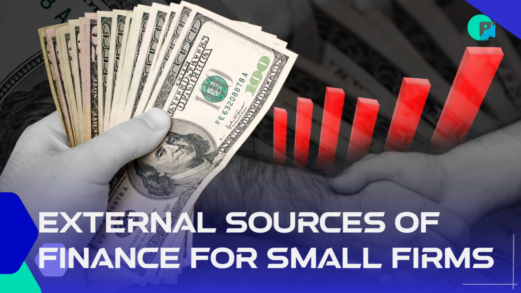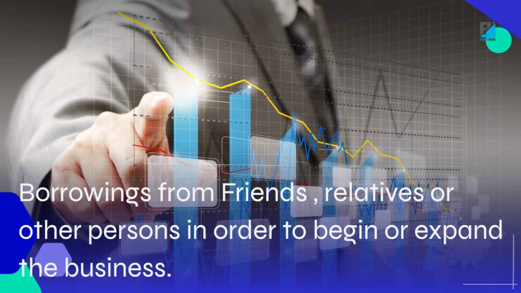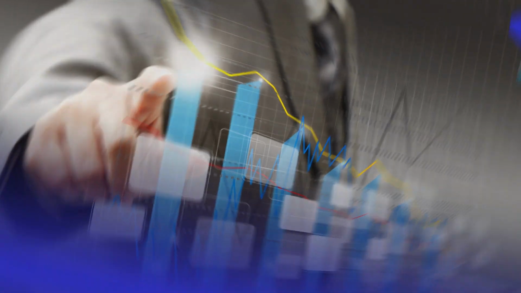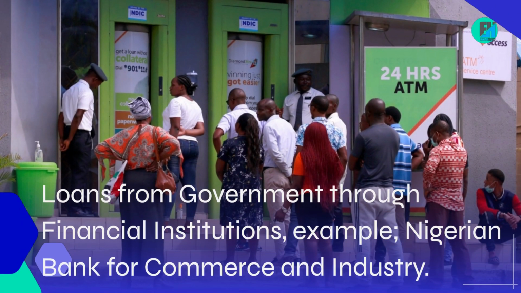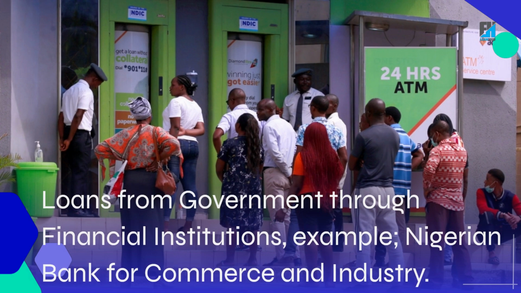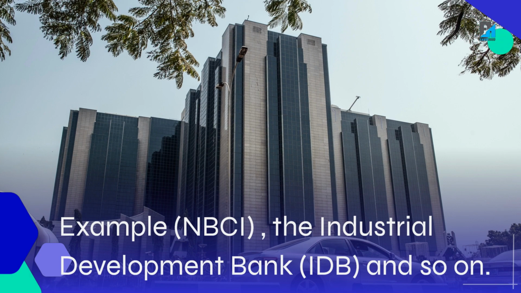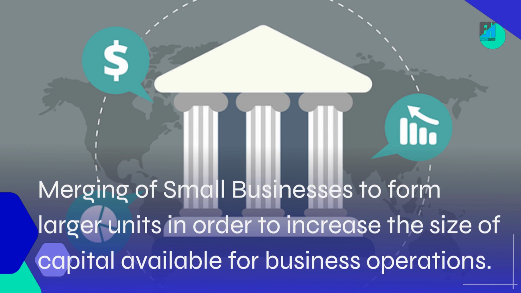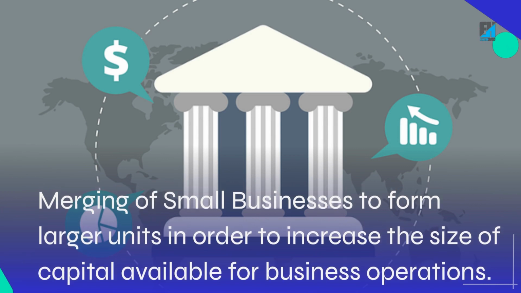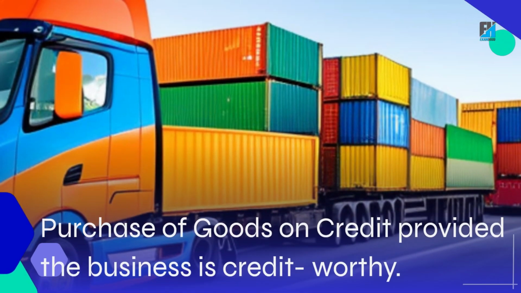External sources of finance for small firms. Borrowings from friends, relatives, or other persons in order to begin or expand the business. Borrowing from banks, provided they have the necessary collateral security. Loans from government through financial institutions, example, Nigerian Bank for Commerce and Industry, NBCI, the Industrial Development Bank, IDB, and so on. Merging of small businesses to form larger units in order to increase the size of capital available for business operations. Purchase of goods on credit provided the business is creditworthy.